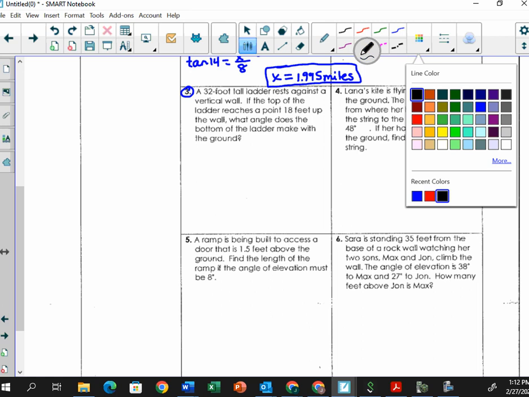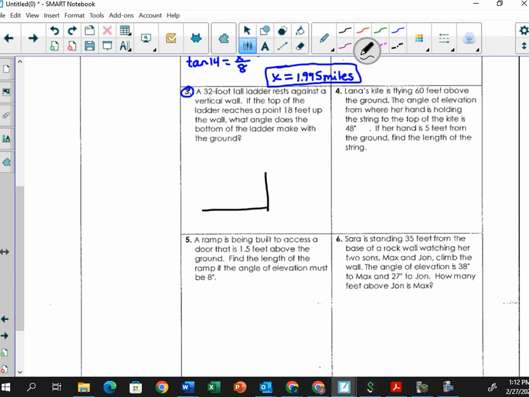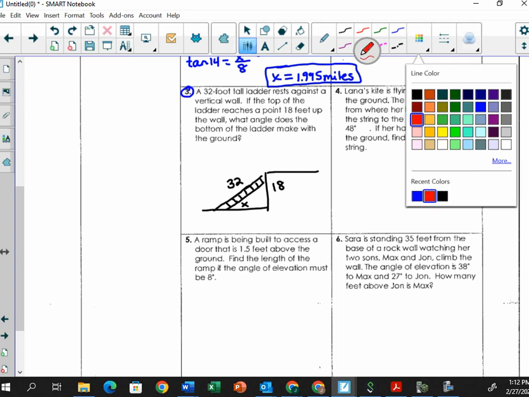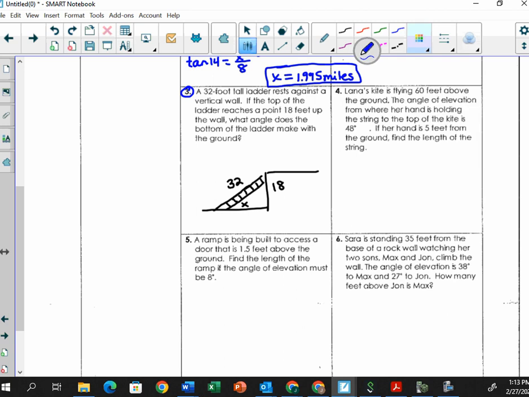Okay, we have a wall. And then, guys, x is what we're looking for there. Should I set up sine, cosine, or tangent here? Sine. And when I'm solving for an angle, what do I have to use? Yes, inverse sine.